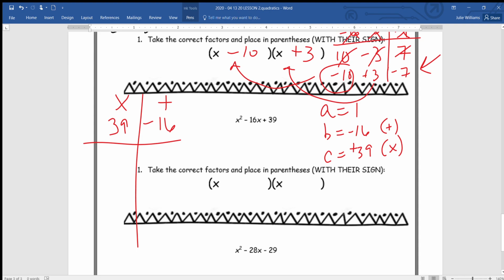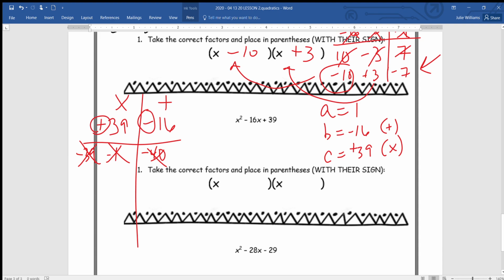Okay, does this one work, Mrs. Williams? Alrighty, I want you to think about it. So we always try, like, well, we know this is negative, and this is a positive, so it has to be two negatives multiplied together, right? So let's do negative 39 and negative 1. That doesn't work because that equals negative 40.